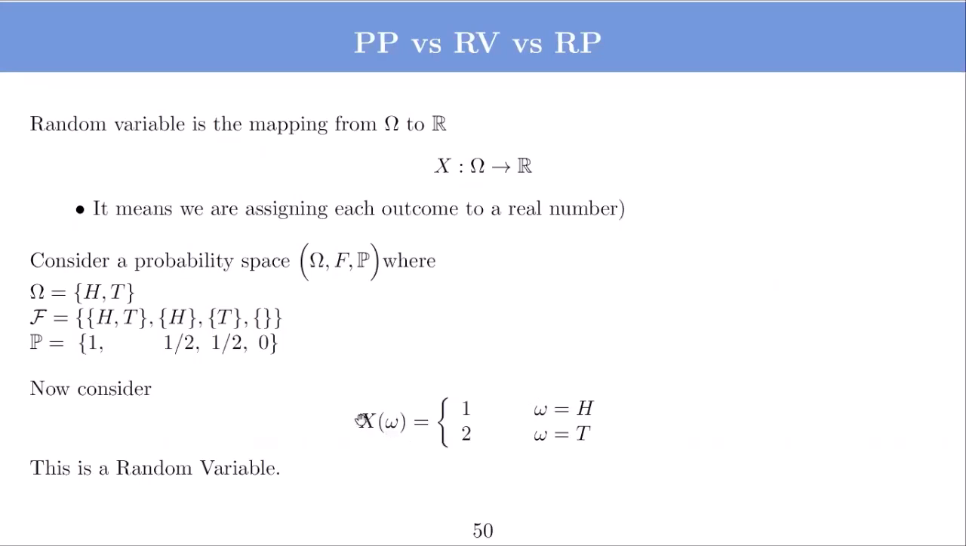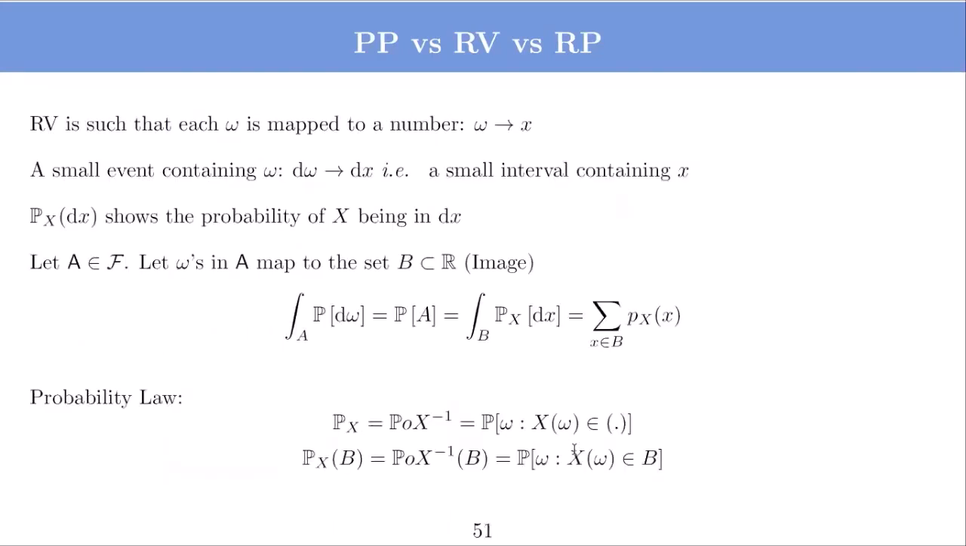And I can say X(omega) takes value 1 with probability equal to the probability of this particular outcome. So if omega is head with half probability, X(omega) will take value 1 with half probability. The same is the case with the other outcomes.